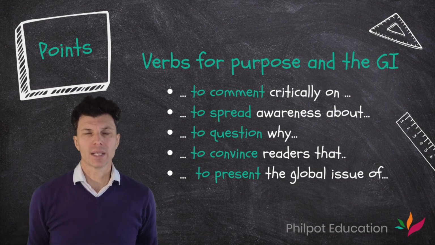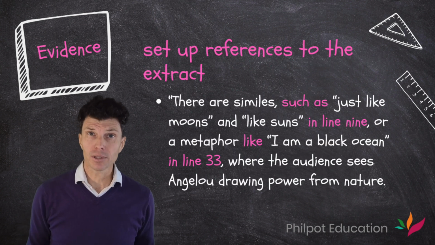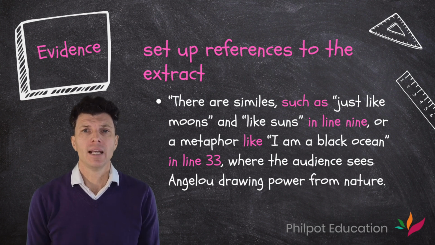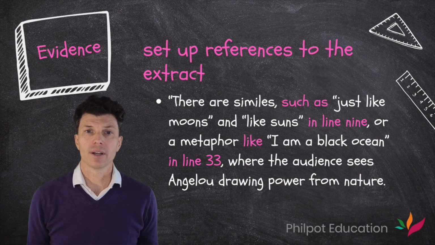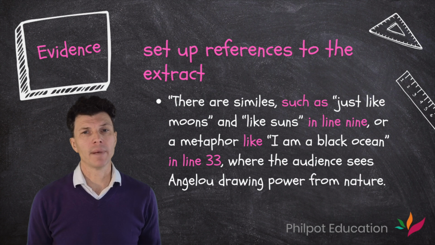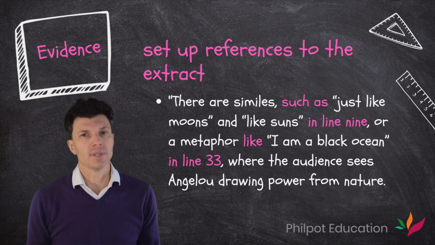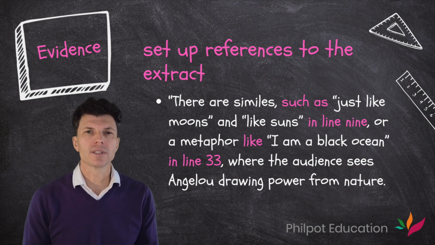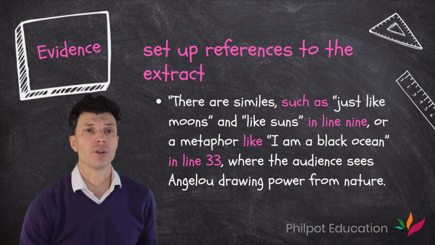So when you want to set up your quote from your extract, you'll need line numbers if you have that, and an example from the site. There are similes such as just like moons or like suns in line 9, or a metaphor like I am a black ocean in line 33, where the audience sees. So you could see these little words like where and such as and in line or like. That helps me understand how she's integrating the quotations into her argument.